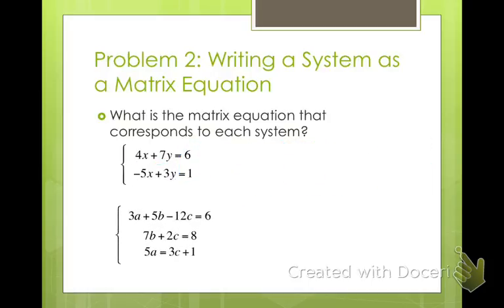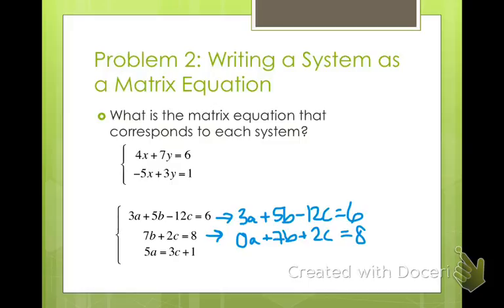Okay, let's go ahead and do this one. This one's a little more complicated. You need to make sure you keep things in order. So I'm actually going to start by rewriting this one first and have a, b, and c, and then it equals something. This one I'm going to keep the same, 3a plus 5b minus 12c equals 6. This one, I have no a, so I'm going to write it as 0a plus 7b plus 2c equals 8.